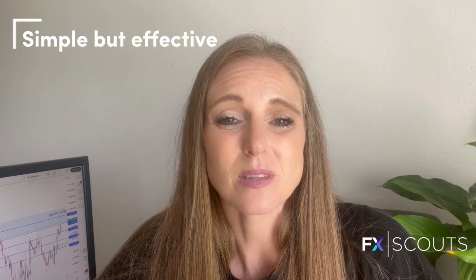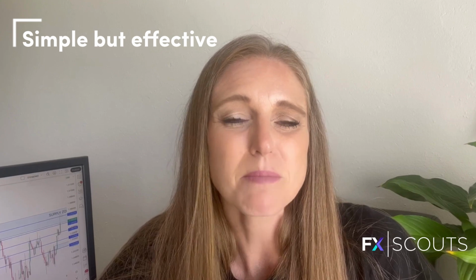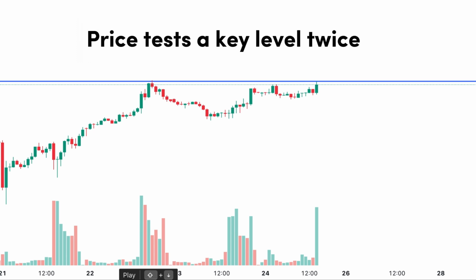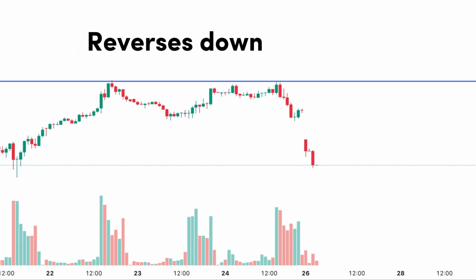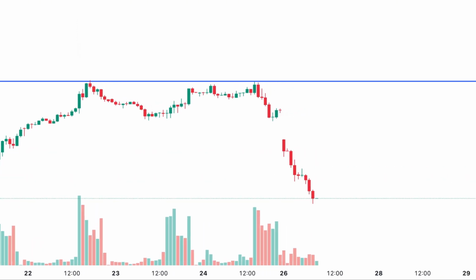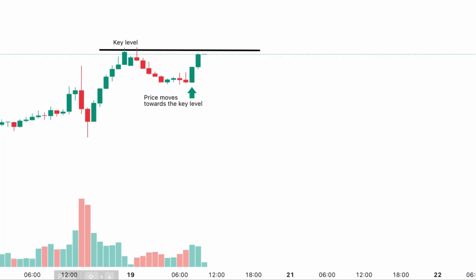So let's start with the basics. A double top is a simple trading pattern, but it is one of the most effective for trading reversals. Here's how it works. The price tests a key level twice, fails to break higher, and then reverses. So this is where mean reversion comes into play. After two failed attempts to move higher, the price eventually reverses and travels back towards the mean.